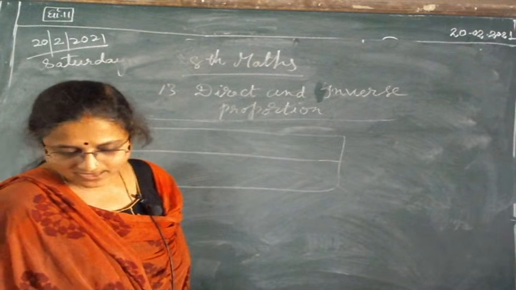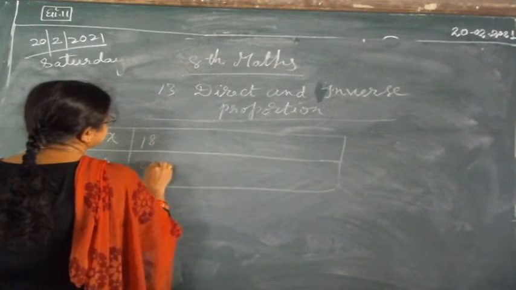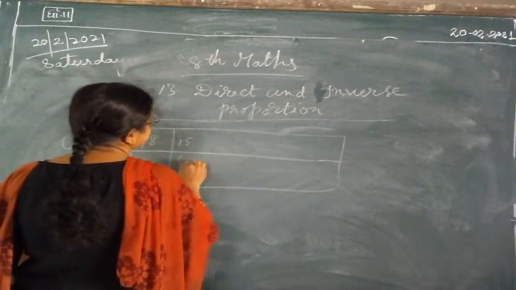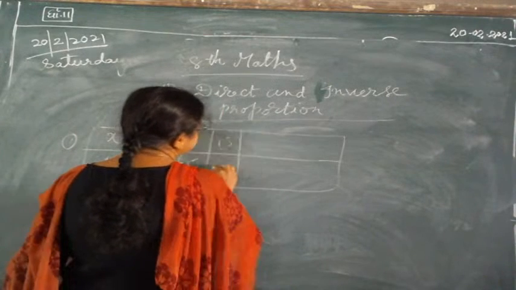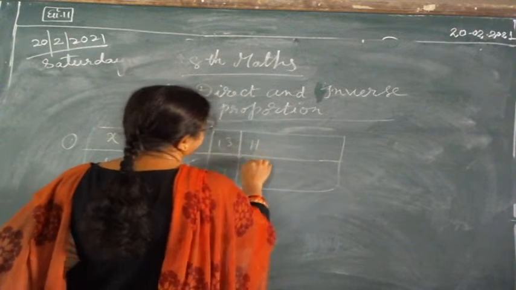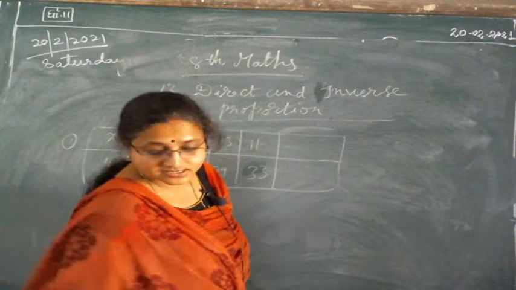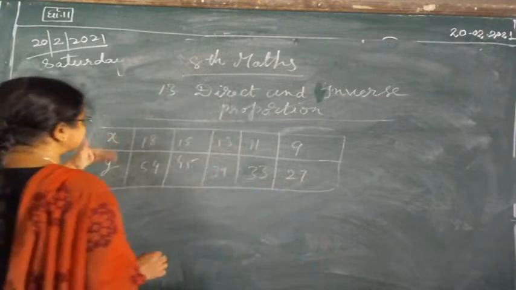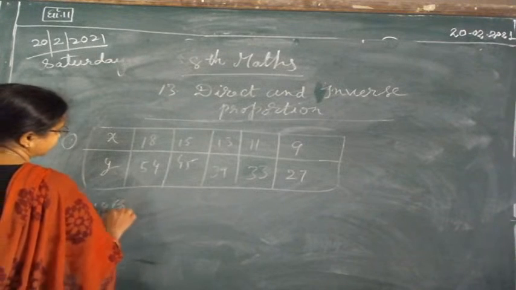See, what is going on here? X value is 18, y is 54. If x value is 15, then the value of y is 45. X value is 13, y value is 39. X value is 11, y value is 33. And x value is 9, then the y value is 27. So what is the ratio of x and y? See, x is to y, or x by y.